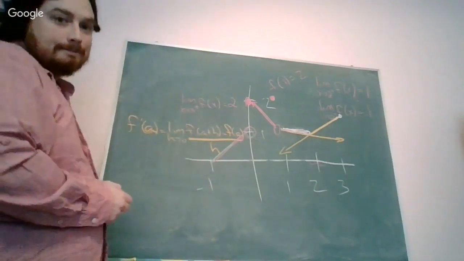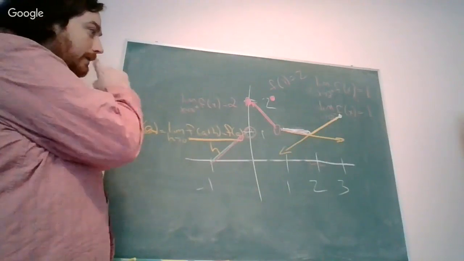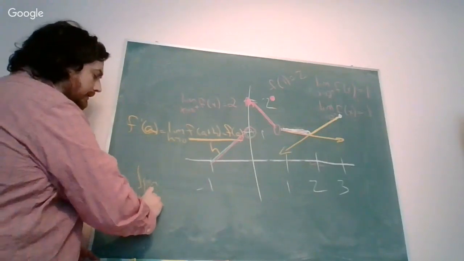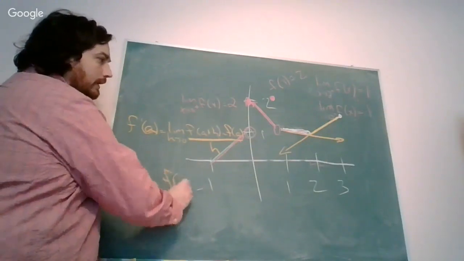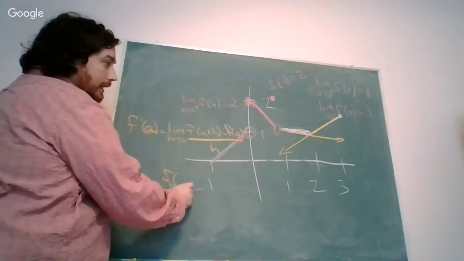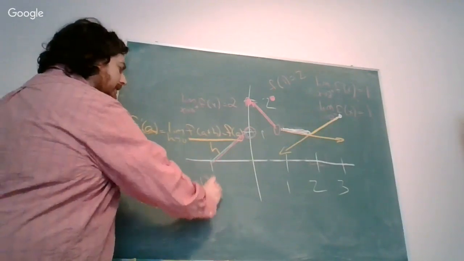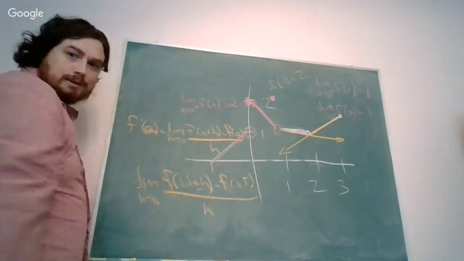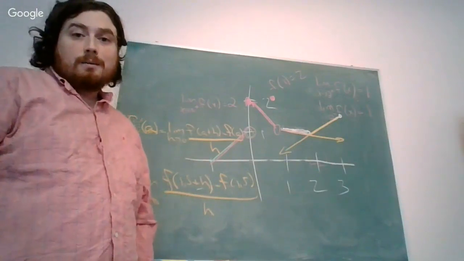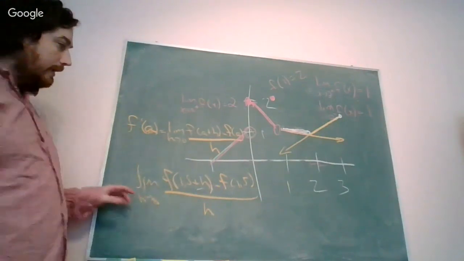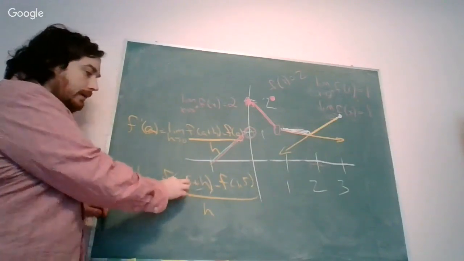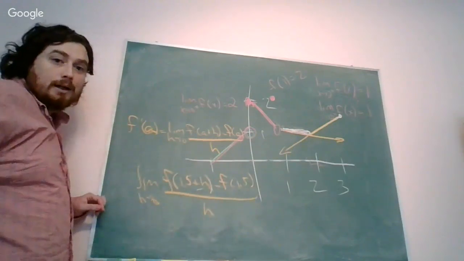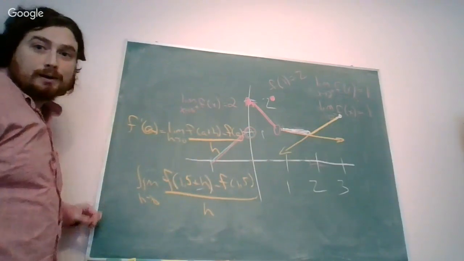Now, let's suppose that I ask you what is the limit as h goes to 0 of f of 1.5 plus h minus f of 1.5 all over h. Well, what we've written out here is just the derivative, f of a plus h minus f of a all over h. So that's the derivative at the point a equals 1.5.